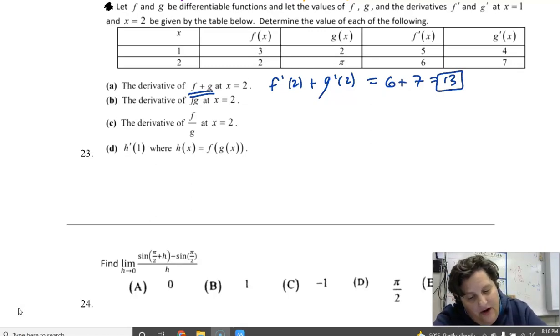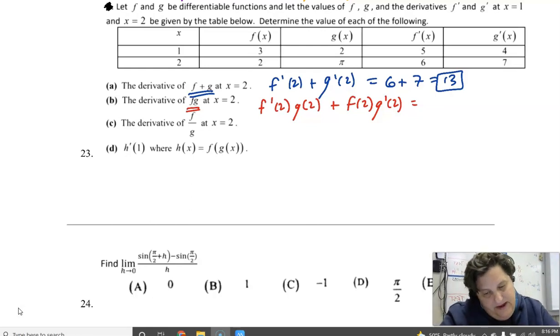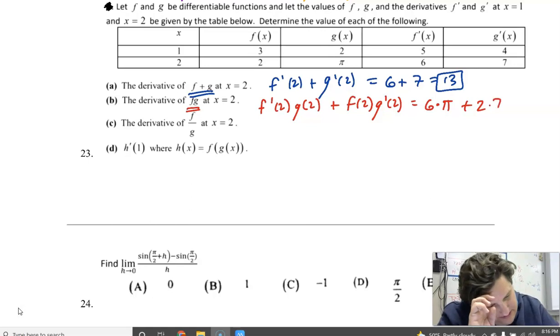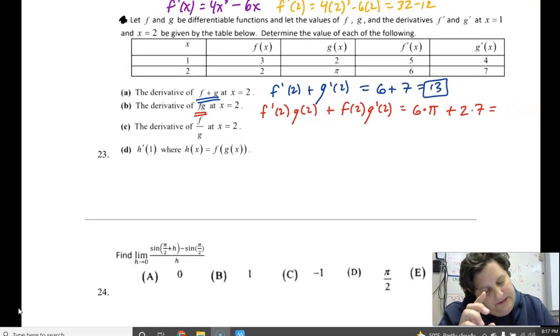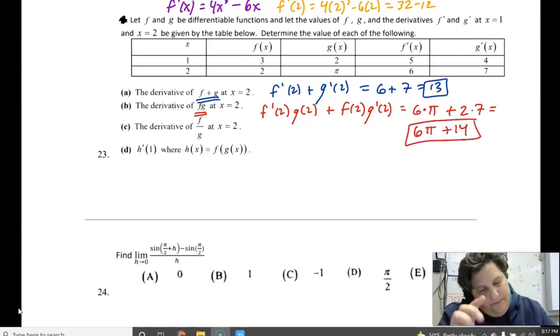Okay, now for here, I'm going to have to do a product rule because I'm multiplying. So I'm going to have to go derivative of the first times the second plus the first times derivative of the second. Getting all of this from my chart. Let's see, f prime of 2 will be 6. G of 2 will be pi. Plus f of 2 will be 2. And g prime of 2 will be 7. Okay, so that'll basically just be 6 pi plus 14. Weird. But okay.